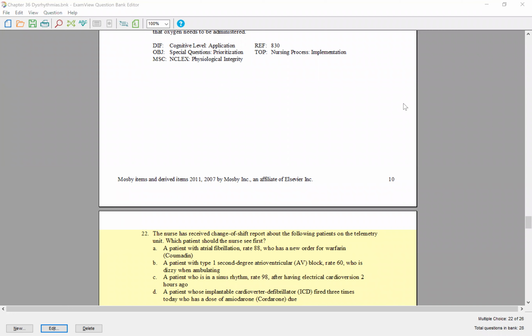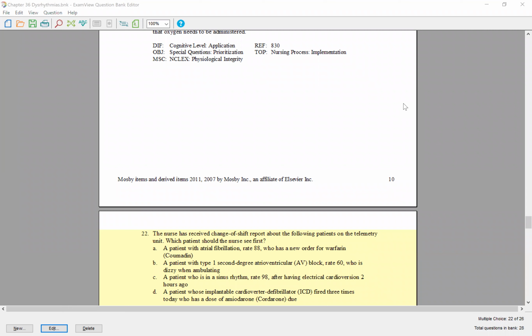So this is a management of care question. And how do you answer things like this? It's the same as, let's say, a symptom question, if this was changed to a symptom question. I'll go with D. Okay, that's correct.